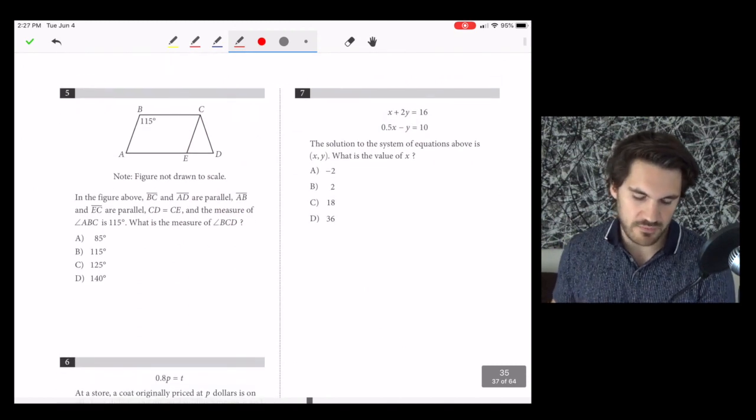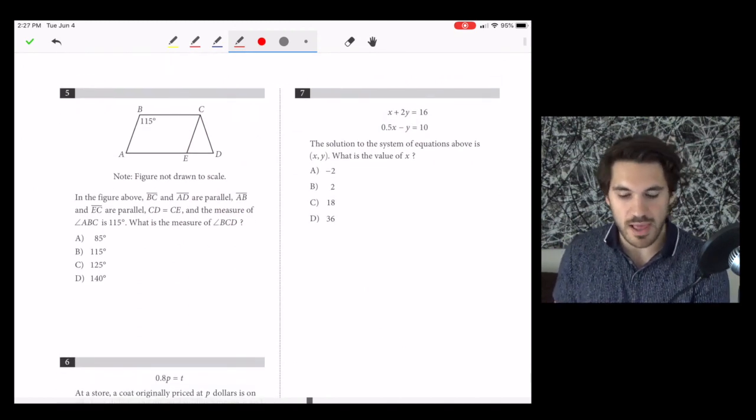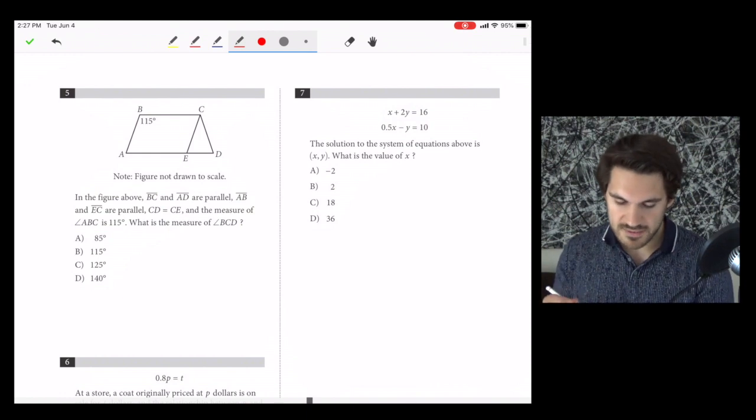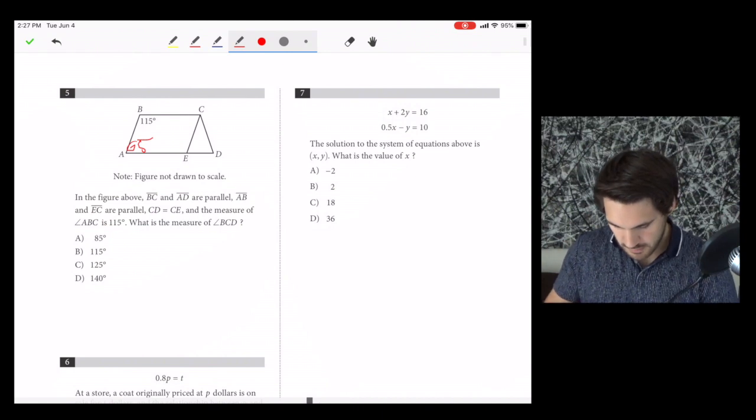Number 5, in the figure above, BC and AD are parallel. AB and EC are parallel. CD equals CE. And the measure of ABC is 115. What is the measure of BCD? Well, we know that B is 115. So we know that this has to be 65, because those have to add up to 180. We know that this is 115 because it's a parallelogram.